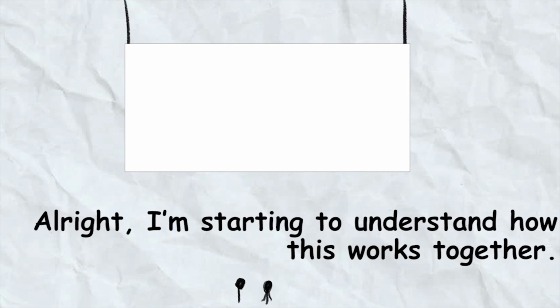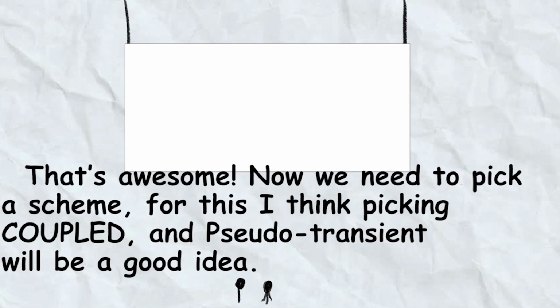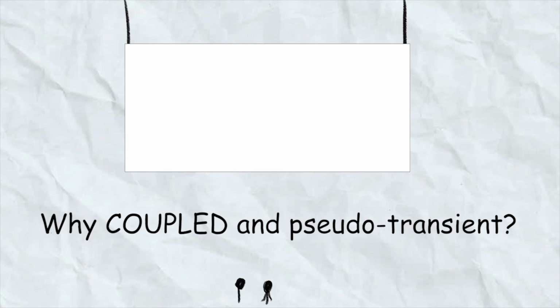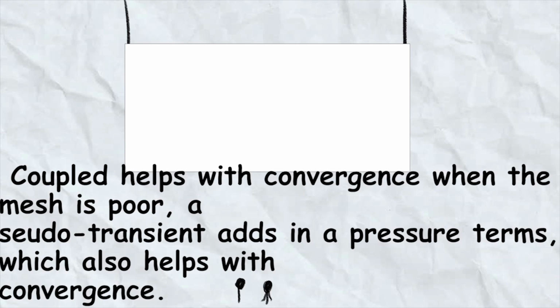Alright, I'm starting to understand how this works together. That's awesome. Now we need to pick a scheme. For this, I think picking coupled and pseudo-transient will be a good idea. Why coupled and pseudo-transient? Well, coupled helps with convergence when the mesh is poor, and pseudo-transient adds in pressure terms, which also helps with convergence.